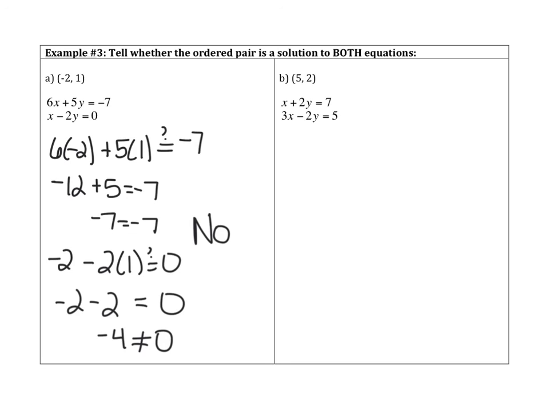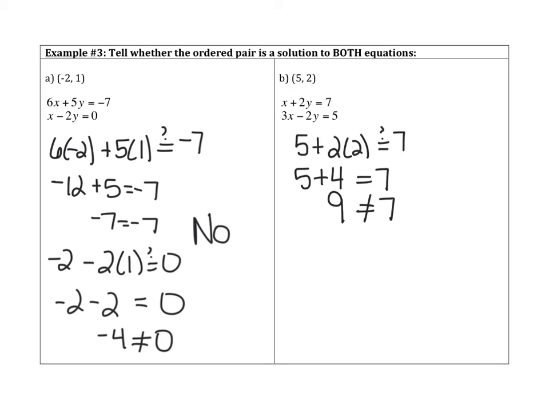So let's move on to part B, (5, 2). So we're going to put 5 in for x, 2 in for y. So our first equation, x plus 2y, so that'd be 5 plus 2 times 2. We're going to check, does that equal 7? So 5 plus 4 is equal to 9, which is not equal to 7.